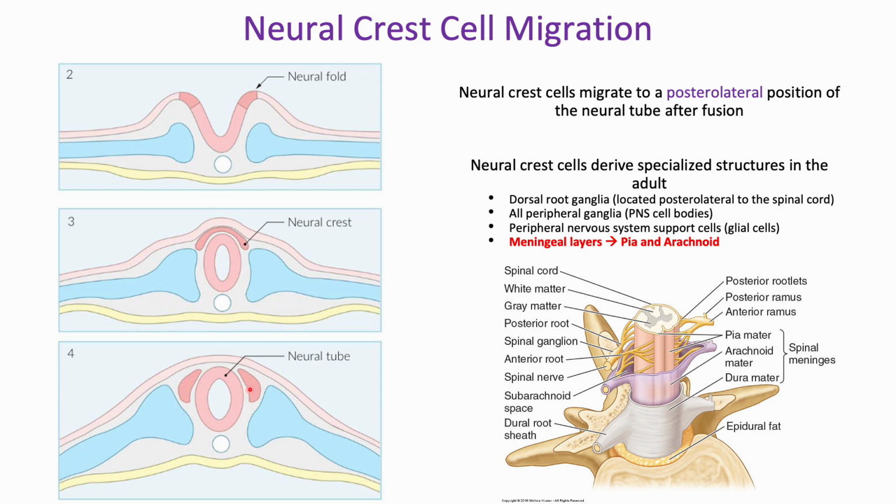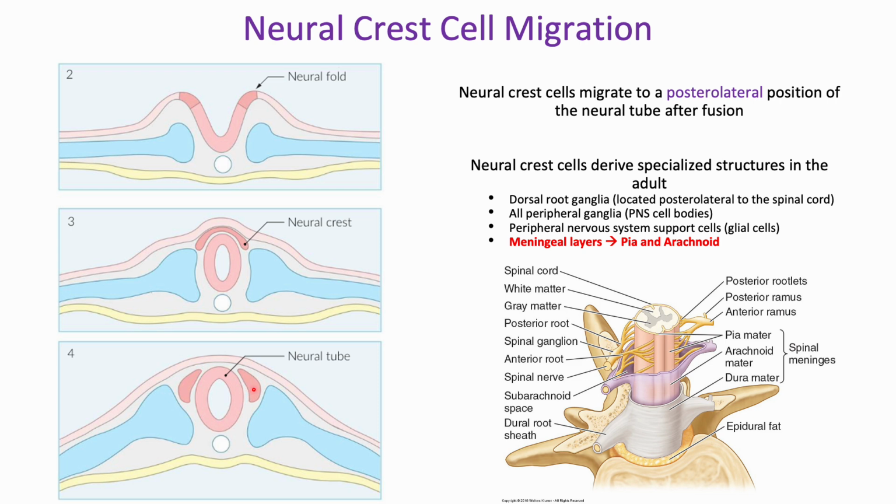And what's important about this is that the neural crest cells are going to come up multiple times throughout embryology because they're going to derive specialized structures. One of these structures is the dorsal root ganglia. So if you recall from adult anatomy, the dorsal root ganglia are attached to the spinal cord and they are located in a dorsolateral position because they're dorsal root ganglia. So it's in the same position that we see here with the developing embryo.